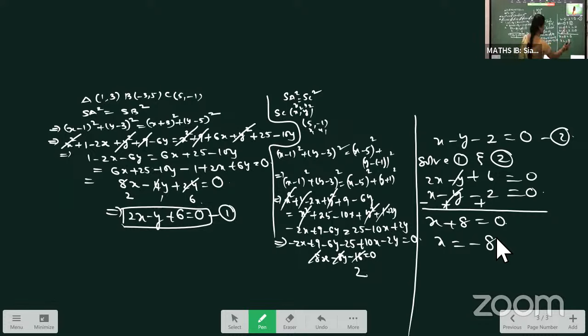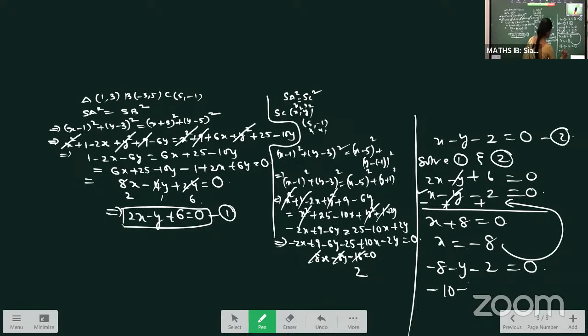Then whichever is the simplest equation, you substitute in that one. Any equation you substitute, you will get the same answer. Okay, any equation you can choose. Then we are going for the second equation. So x minus y minus 2, इसमें substitution कर रही मैं. So minus 8 minus y minus 2 is equal to 0.